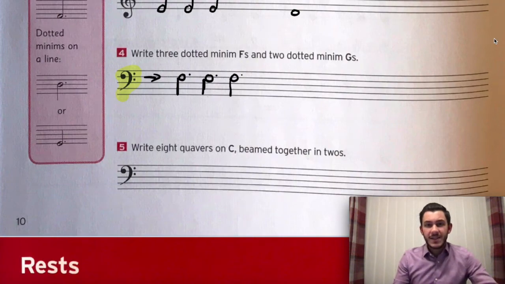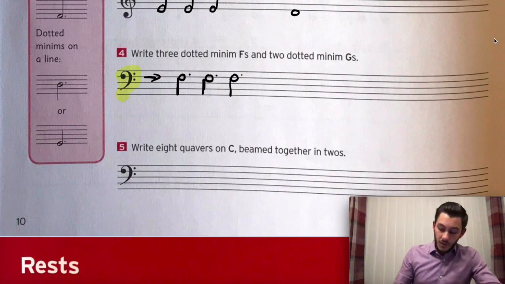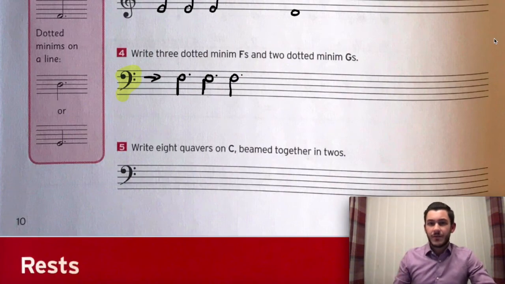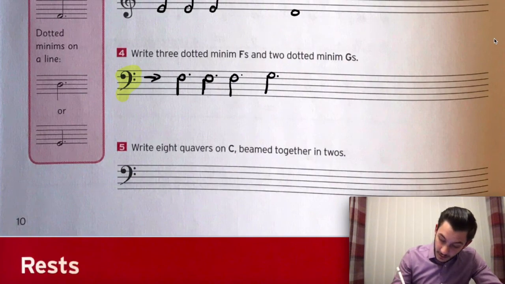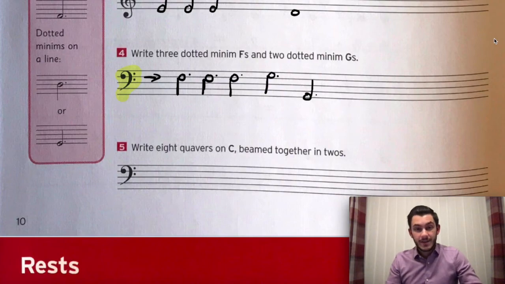And 2 dotted minim Gs. So let's do 2 different ones, shall we? So a dotted minim G could be here. All cows eat grass. Or a dotted minim G could be here. Good boys deserve fudge always.